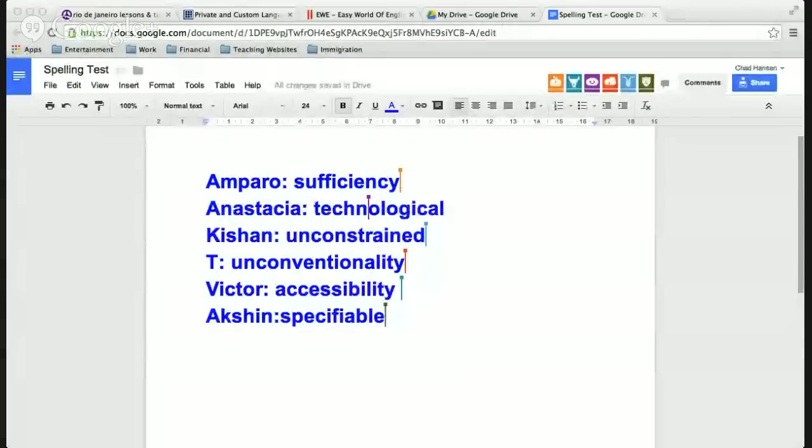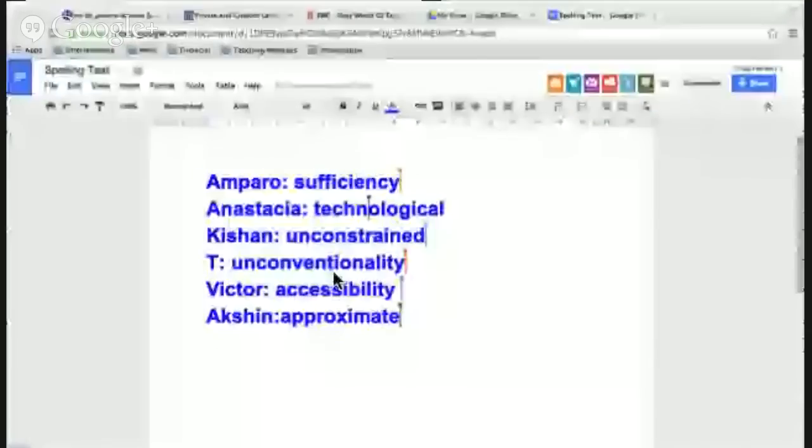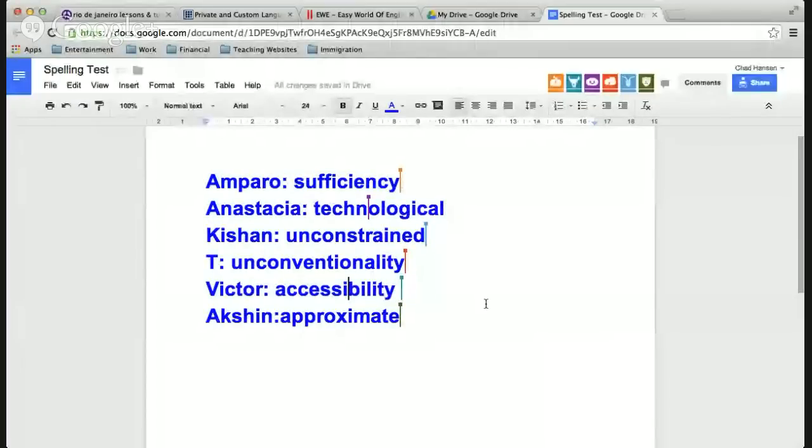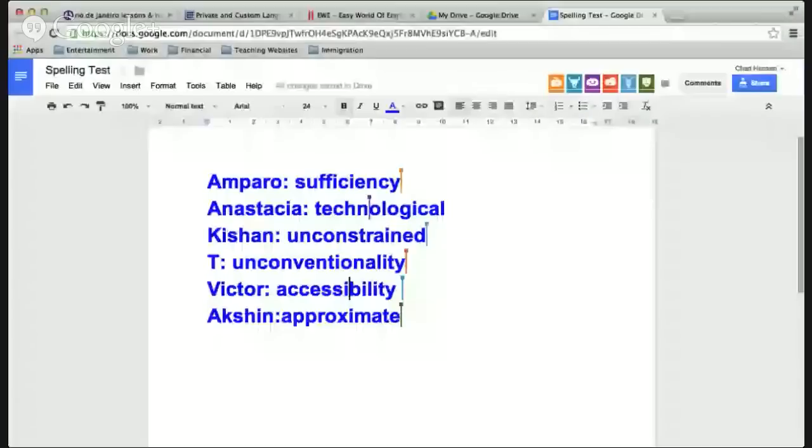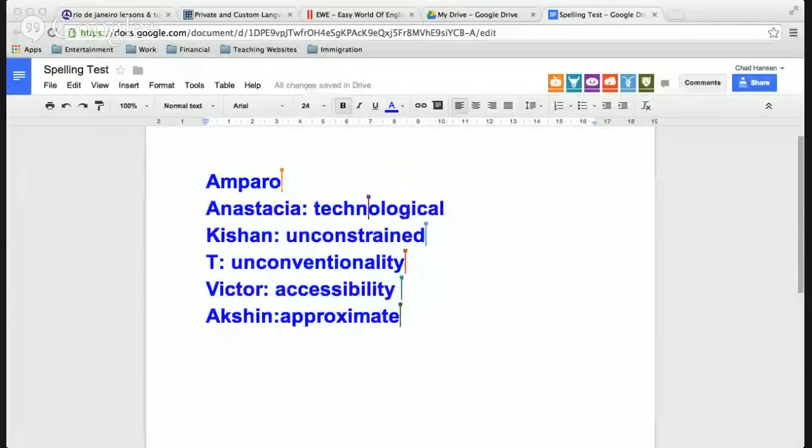Action, your word is approximate. Approximate. Okay, very good. Nice job. Thanks, Jim. All right, very good. Let's go to Amparo.